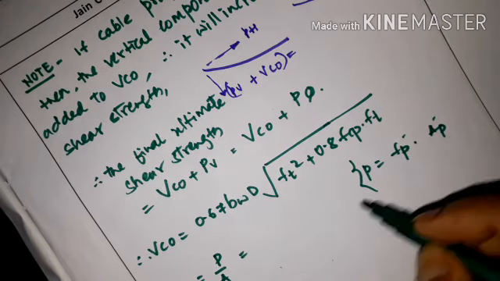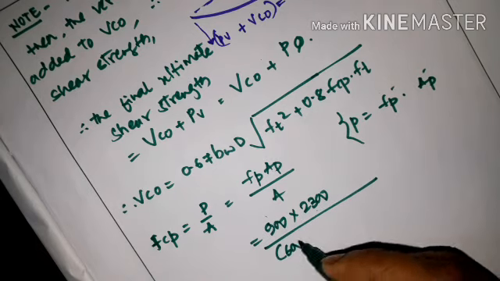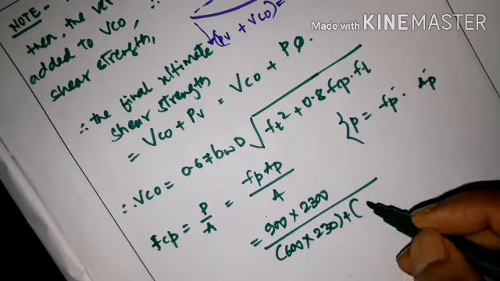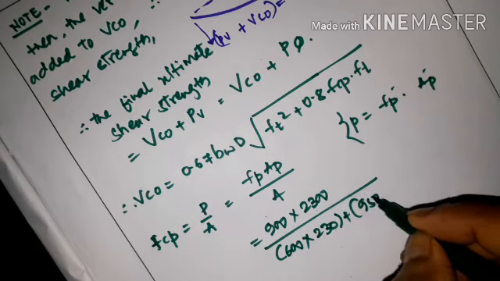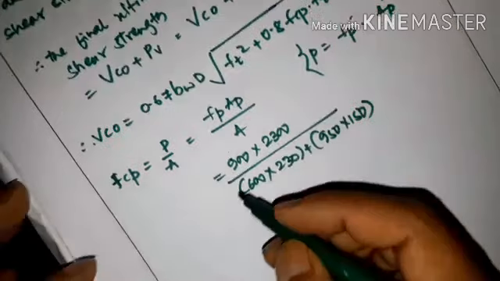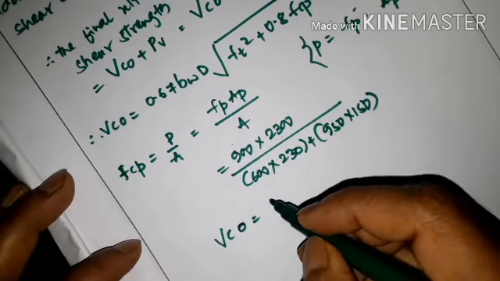Here FP is given as 900 and the area of pre-stress is given as 2300, divided by 600 by 230 plus 950 by 150.